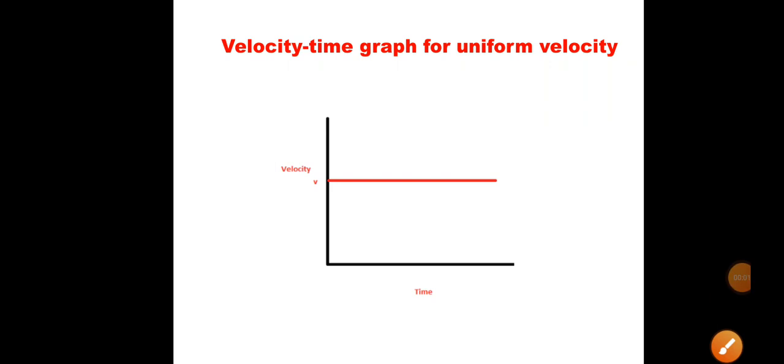Okay, the next concept is the graphical representation of velocity time graph. So the first graph is velocity time graph for uniform velocity. You can see here, if you plot velocity time graph for uniform velocity, then it is always a straight line parallel to time axis. Why is it parallel to time axis?